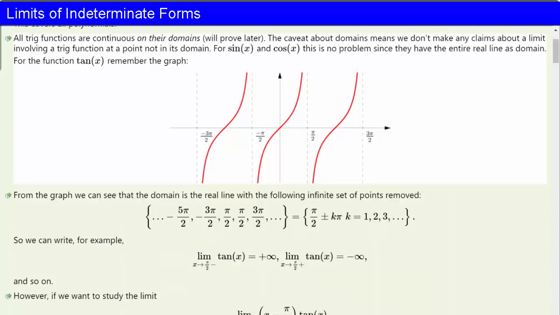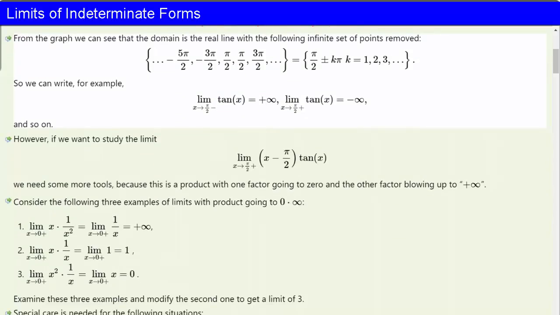For the function tan x, remember the graph. From the graph, we can see that the domain is the real line with the following infinite set of points removed. That is, pi over 2 plus or minus all multiples of pi. So we can write, for example, that the limit as x tends to pi over 2 from below of tan x is plus infinity, and the limit as x tends to pi over 2 from above of tan x is minus infinity, and so on.